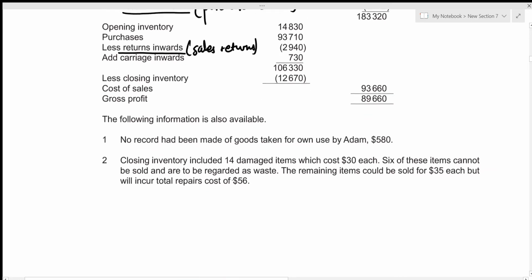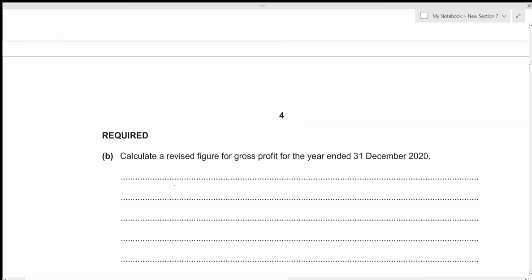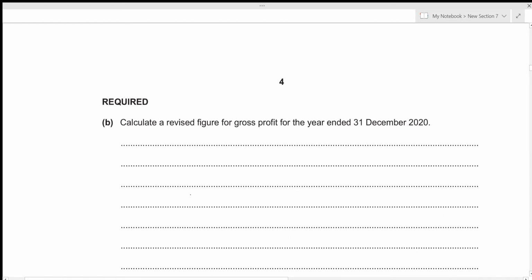And we're also given the following information: no record had been made of goods taken for own use by Adam. So this relates to the drawings. And we're given information relating to closing inventory as well. Let's have a look at this question first. We need to calculate a revised figure for gross profit for the year ended 31st December 2020. So we already know that there has been an error in the previously made income statement as well, right? So we need to start from the beginning. So we have to start from revenue. And then we have to subtract returns inwards.